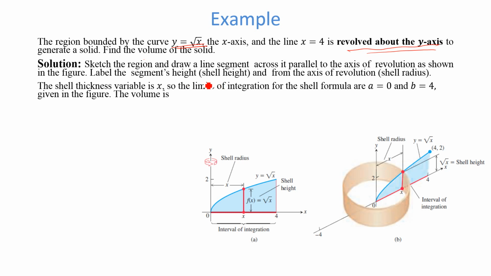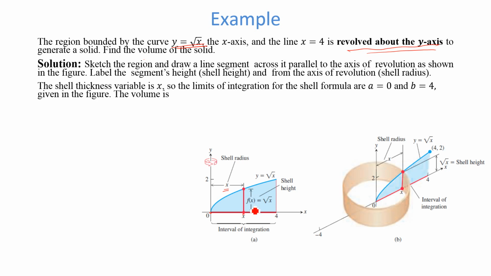So first of all, the first step is to follow the instructions. First step, sketching. Sketch the region and draw a line segment across it parallel to the axis of revolution, right? So this is the shell height. This is the radius, x, which is the radius. This is the shell height. Now in this case, we have the interval 0 to x. What is the length of the interval? This is x. So this is the radius. And shell height is f(x).